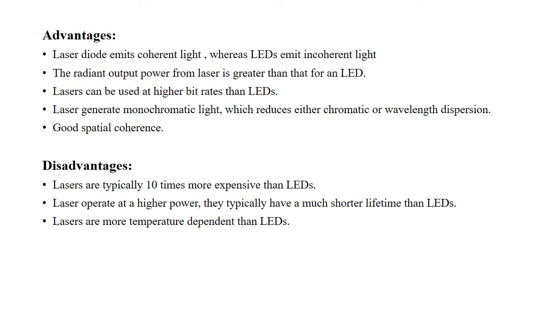Advantages. The laser diode emits coherent light, whereas LEDs emit incoherent light. So the radiant output power from the laser is greater than that of the LED, so lasers can be used at higher bit rates than LEDs. Also, the laser generates monochromatic light, which reduces chromatic or wavelength distortion. Good spatial coherence also occurs in laser diodes.